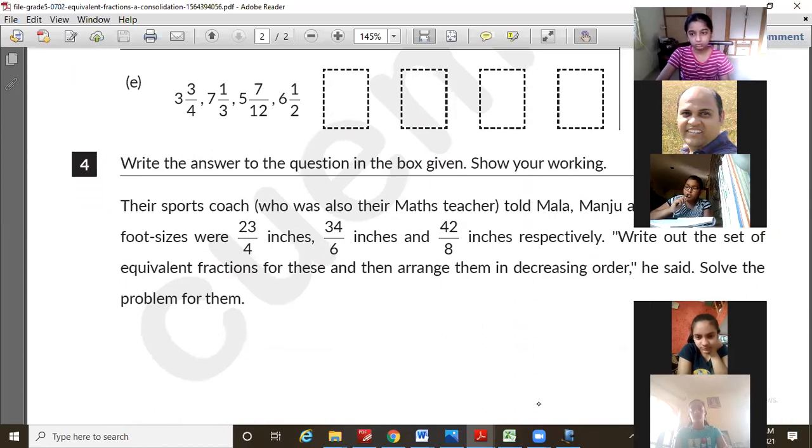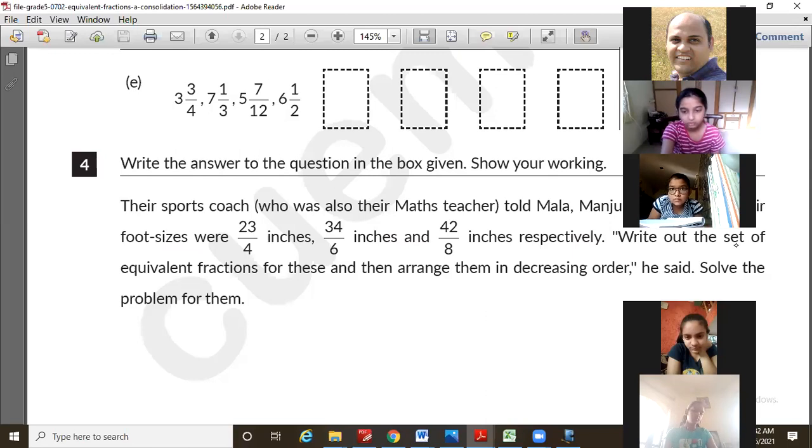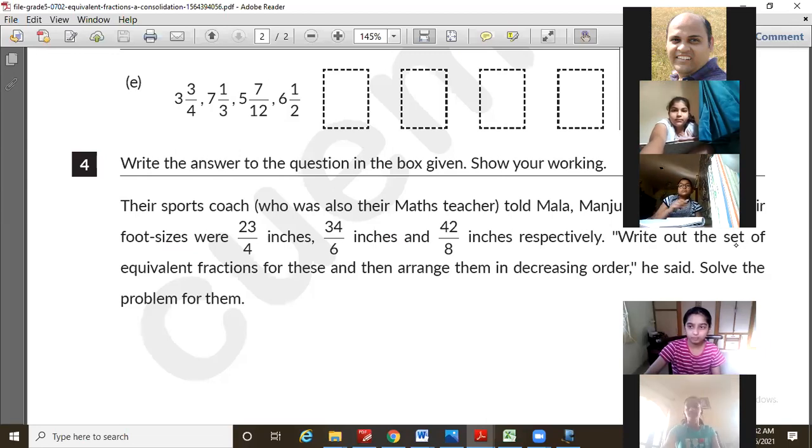Their sports coach, who was also their maths teacher. Now this is very interesting, a maths teacher who is good at sports, right? He told Mala, Manju and Puta that their foot sizes were 23 by 4 inches, 34 upon 6 inches, and 42 upon 8 inches, respectively. Write out the set of equivalent fractions for these and then arrange them in decreasing order. Decreasing is descending order. Solve the problem for them. Can you do that? This is just a story sum. Yes, sir. Okay.